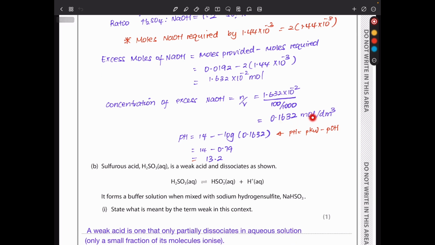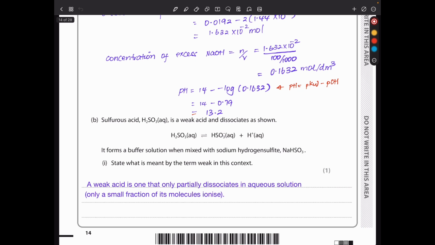That is the concentration, and so pH should equal 14 minus pOH, since this is the hydroxide concentration. So negative log of OH minus ions gives me the pOH. So 14 minus 0.79 gives me 13.2 as the pH.